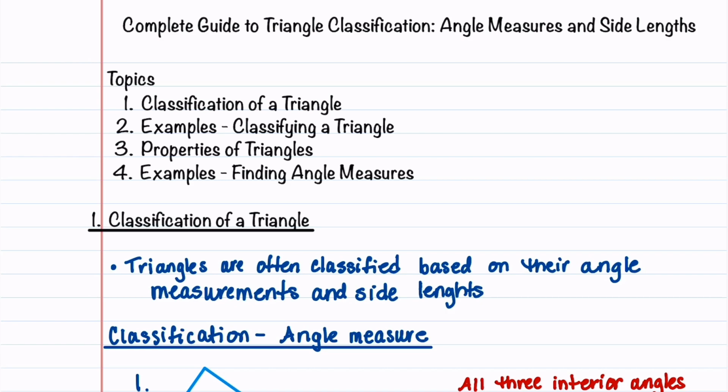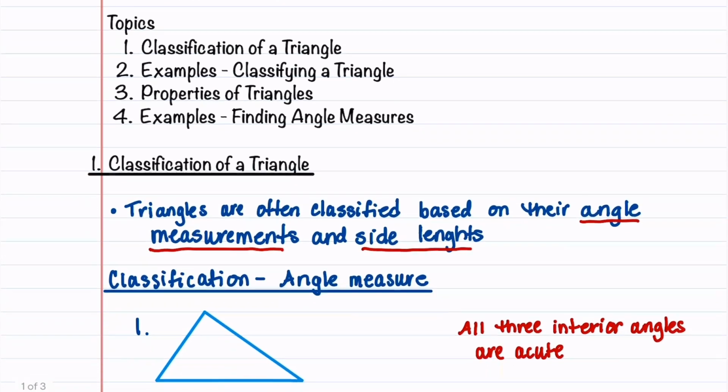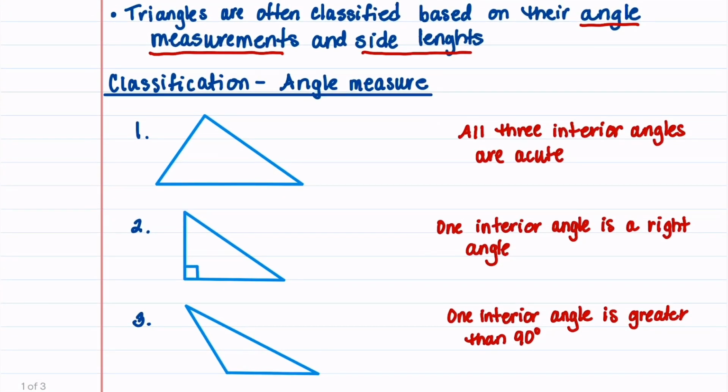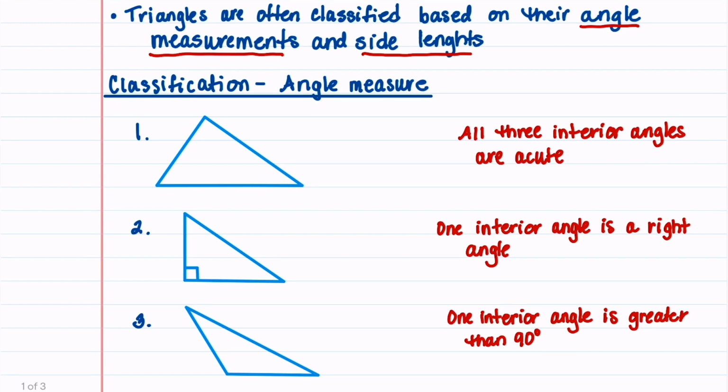Triangles are often classified based on their angle measurements. Let's go ahead and underline that. And on its side lengths. There are 3 ways to classify a triangle based on its angles.